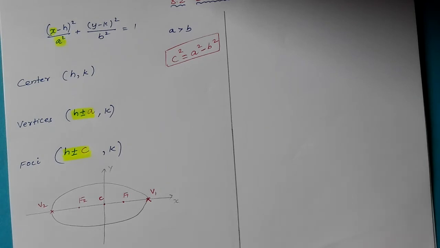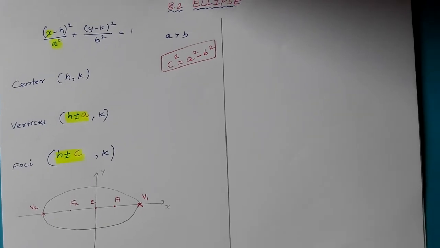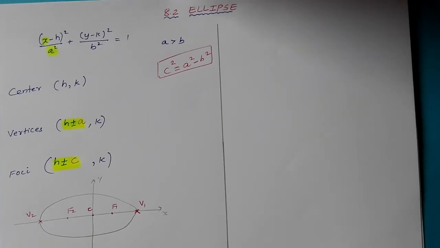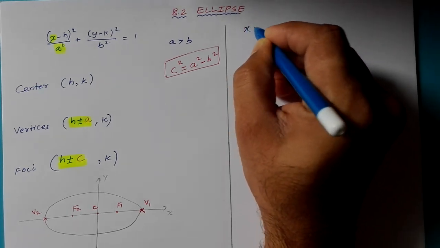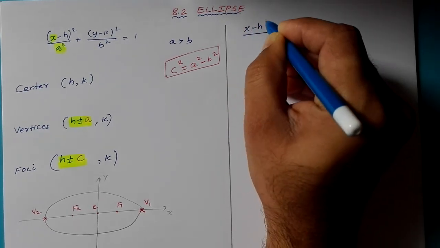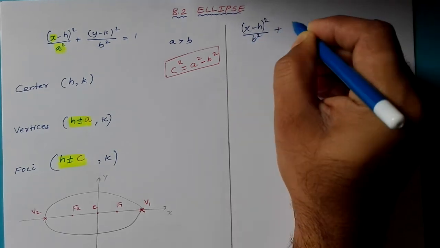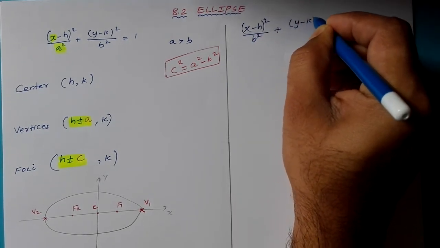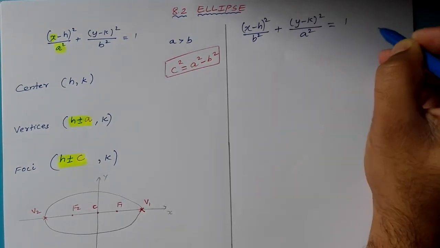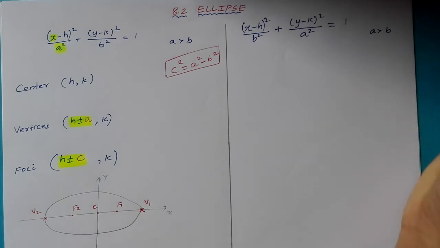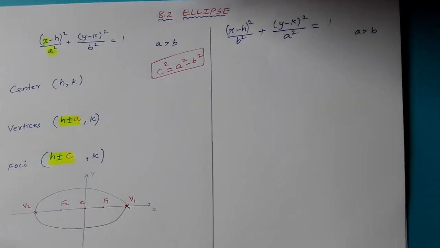Now we have another type. What we have here: (x minus h) whole square over b square plus (y minus k) whole square over a square, which is equal to 1. a is greater than b.